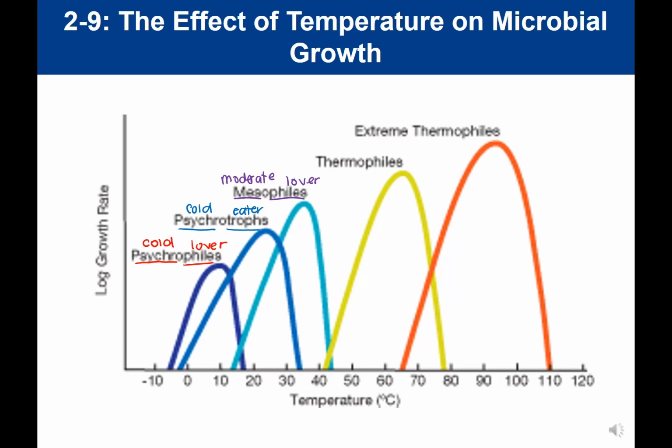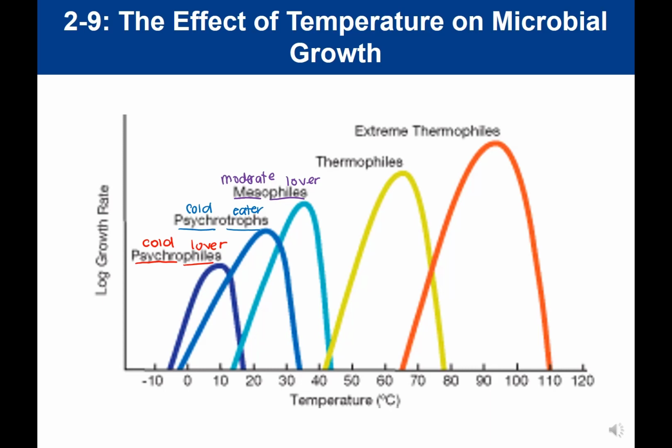So if we look at a mesophile, we would expect that it would grow at room temperature, because room temperature would be about 25. We would expect that it would grow at human body temperature, so about 37 to 38, as well as growing possibly at 42 degrees as well.